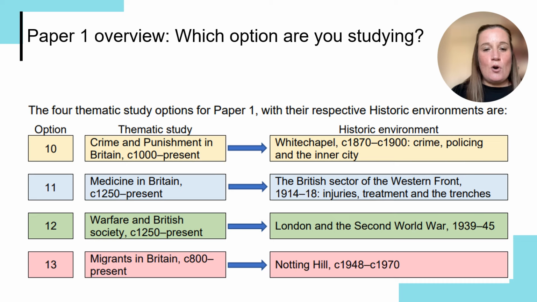Here we can see the four options that are available for Paper 1. Have a look and find the option that you are studying. If you are studying crime and punishment, your historic environment will focus on Whitechapel between 1870 and 1900. If you are studying medicine in Britain, your historic environment will focus on the British sector of the Western Front between 1914 and 1918. If you are studying warfare and British society, your historic environment will focus on London and the Second World War. If you are studying migrants in Britain, your historic environment will focus on Notting Hill between 1948 and 1970.